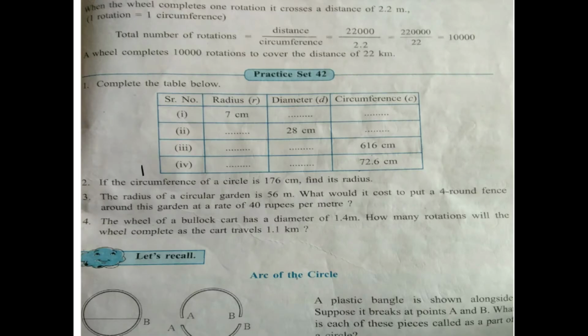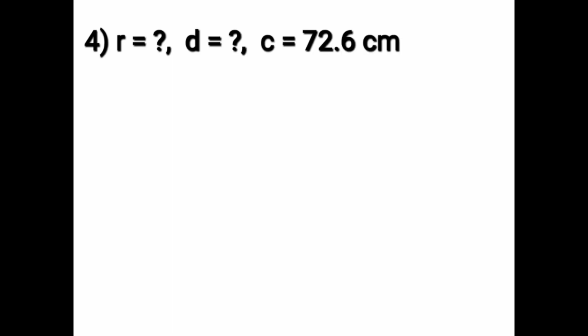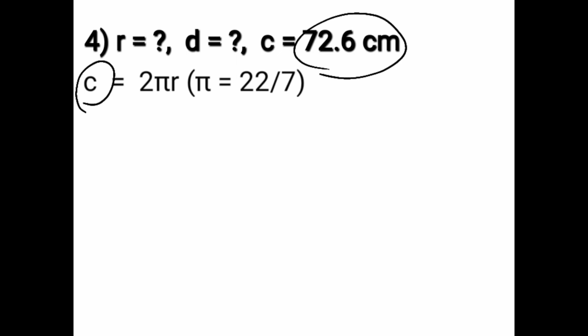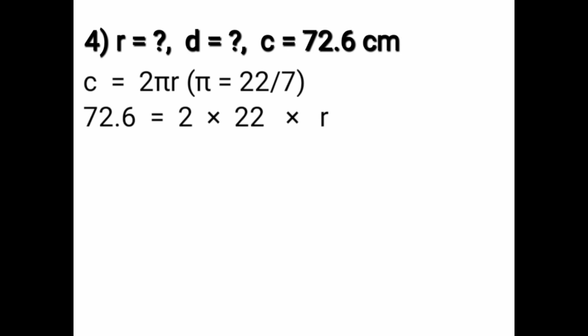Now we'll do fourth one. Again you have to find radius and diameter. Circumference is equal to 72.6 centimeter. First, which you have to find, you have to do that. Circumference is equal to 2 pi r. Value of pi is 22 upon 7. In place of circumference, you have to write there only that number. Circumference is 72.6 is equal to 2 into 22 upon 7 into r.